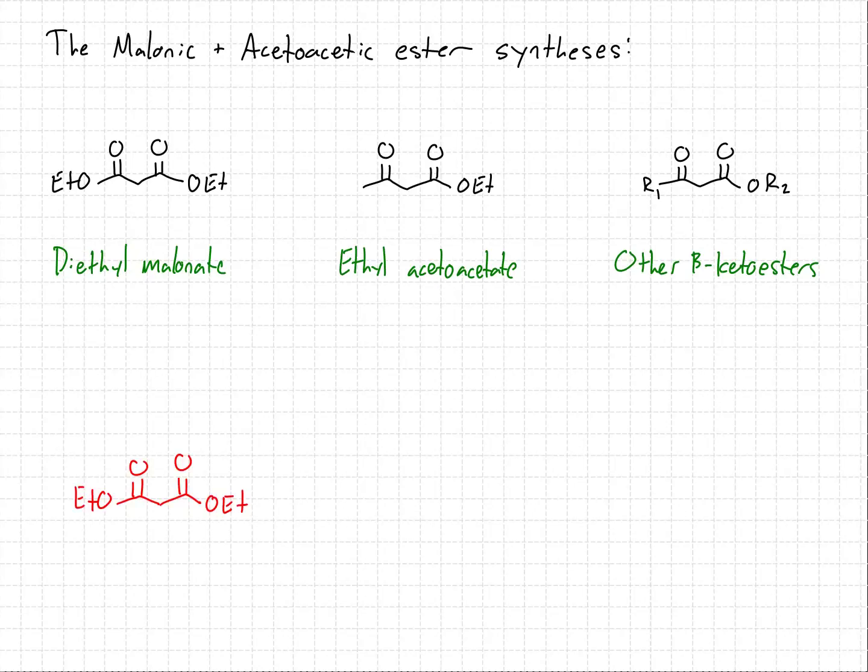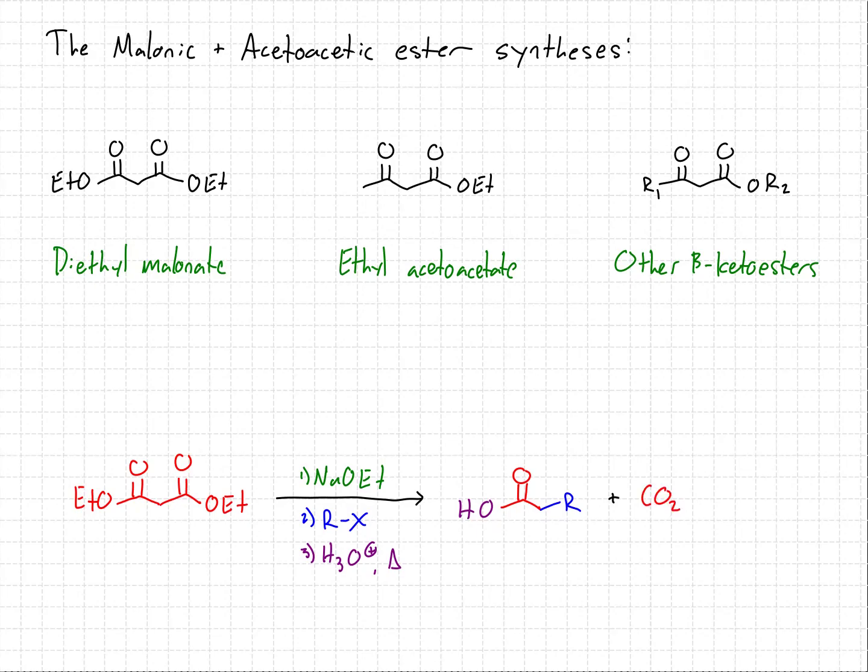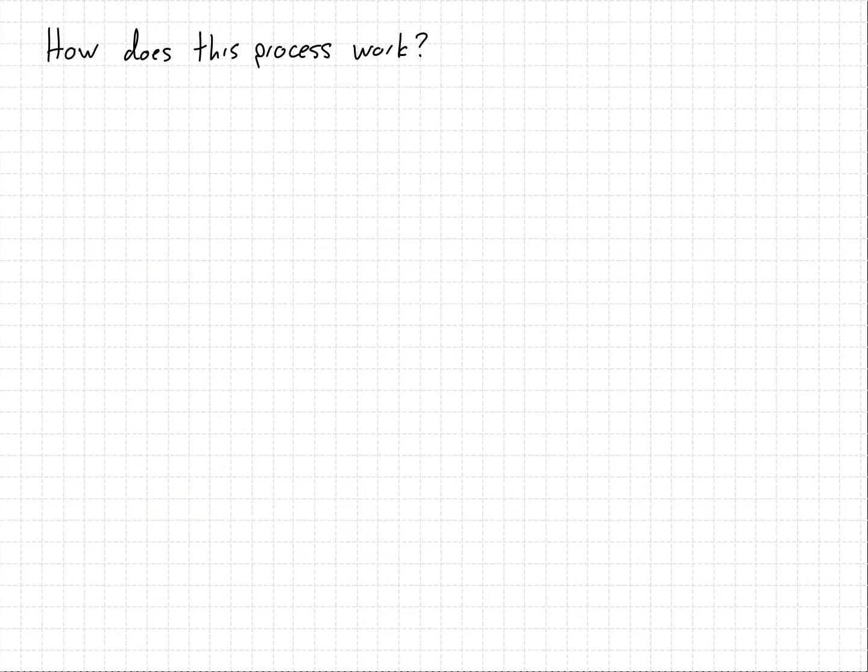The way this process works includes 3 steps. Starting from diethylmalonate or any other similar compound, we will first treat with a base, followed by treatment with an appropriate electrophile. Here I've shown an alkyl halide, followed by aqueous acid and heat. The products we get are a substituted carboxylic acid or ketone, and CO2, and the ester group which we've cleaved off here. So how does this process work? Let's go through each of the steps one by one.